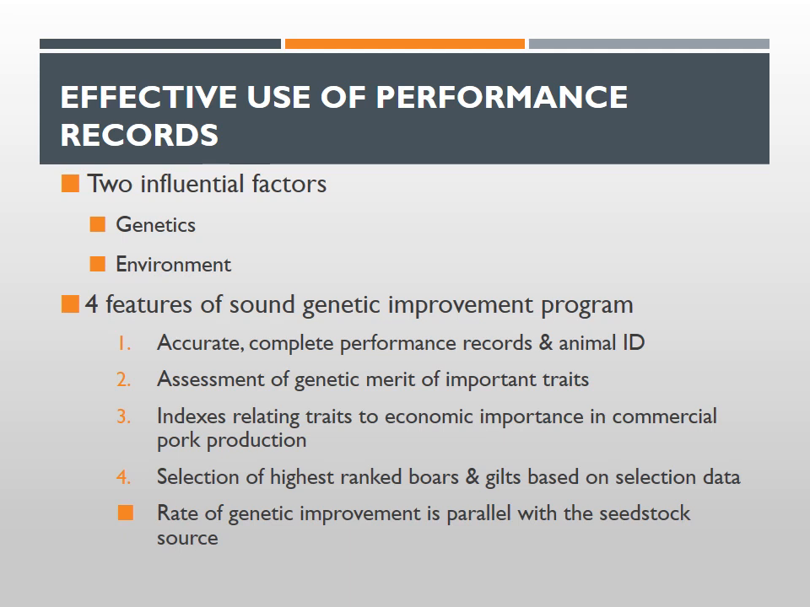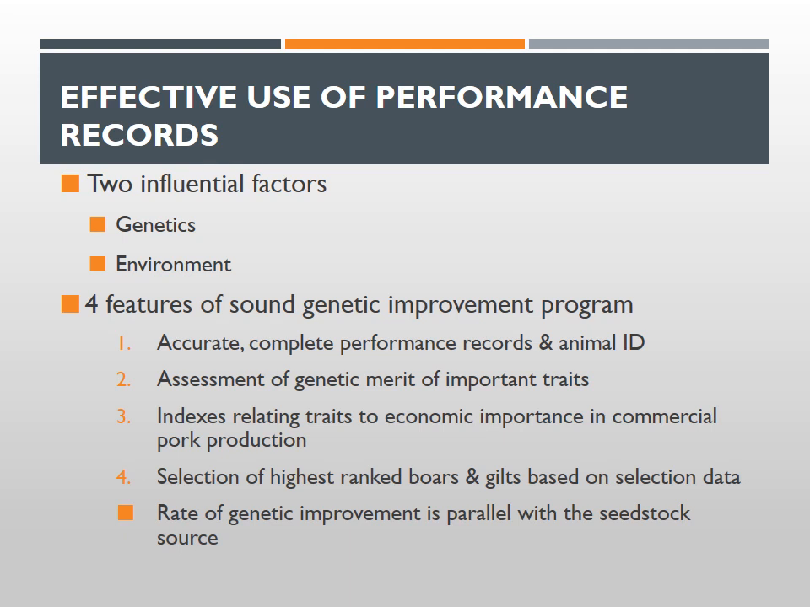So four keys that your book supplies to us for what we think is a good, sound genetic improvement program. Number one, accurate and complete performance records and animal identification. If you don't know which animals are doing what, and you haven't recorded good records in the first place, it's pretty tough to assess what's going on on your farm. Number two, assessment of genetic merit of important traits. Identifying those key traits on your operation, and then assigning some economic index to that.